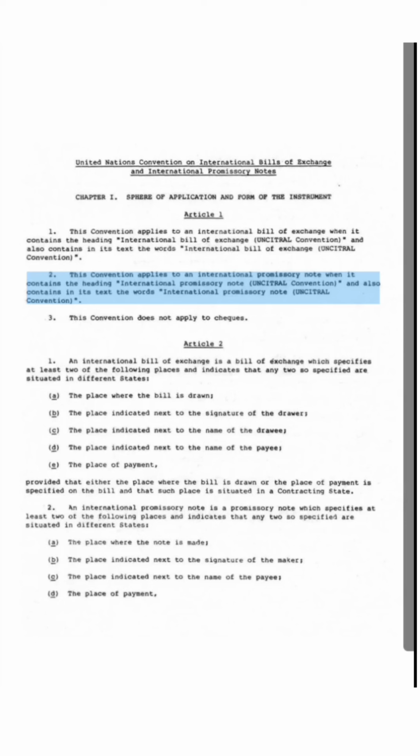2. This convention applies to an international promissory note when it contains the heading "International Promissory Note (UNCITRAL Convention)" and also contains in its text the words "International Promissory Note (UNCITRAL Convention)." 3. This convention does not apply to checks.